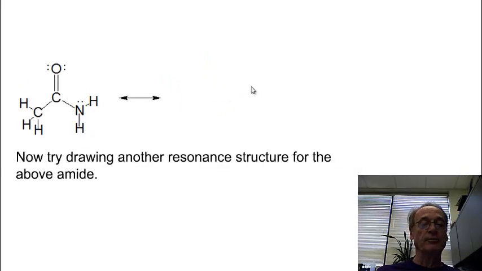Try drawing another resonance structure for this molecule, which is called an amide. If you remember looking at the functional groups in a previous video, this is what we call an amide: C double bond O, single bond N. Notice that this is different from the previous examples we've done so far in that it doesn't have any charges. There's no positive or negative. Every atom here is neutral. So take a minute and see if you can draw another resonance structure for this molecule that follows the rules. In fact, the new resonance structure will follow the octet rule.